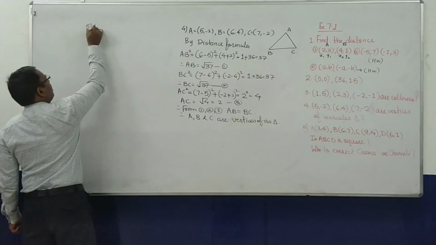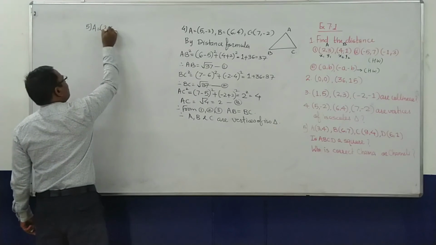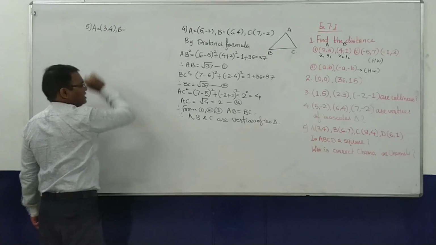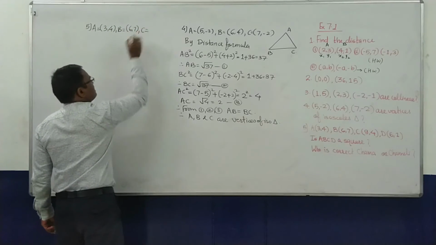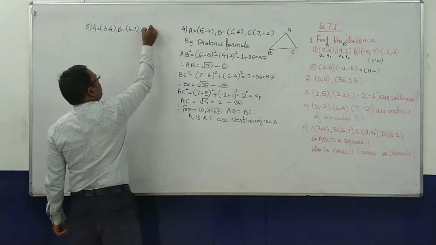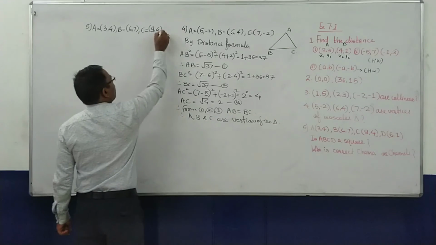Now, what is A? 3, 4. What is B? 6, 7. What is C? It is 9, 4. And what is D? 6, 1.